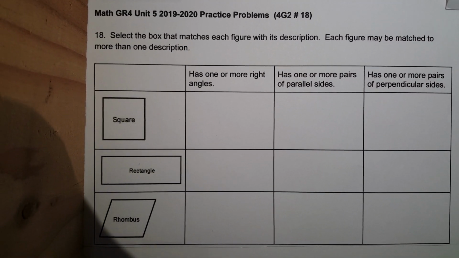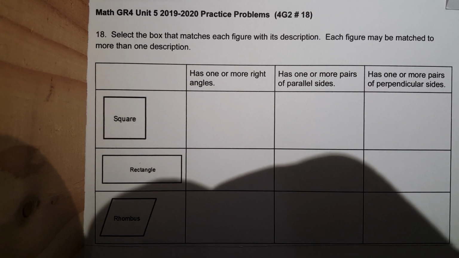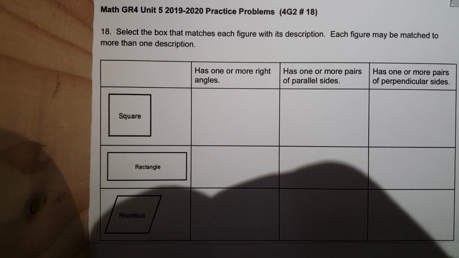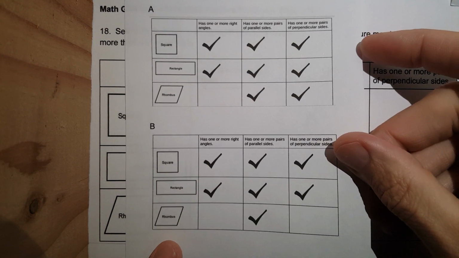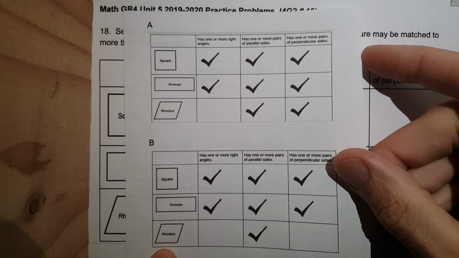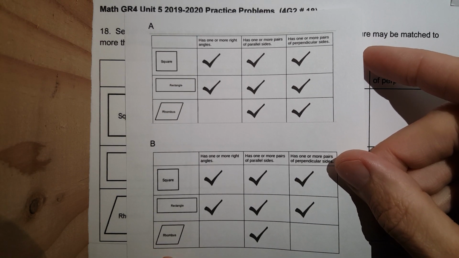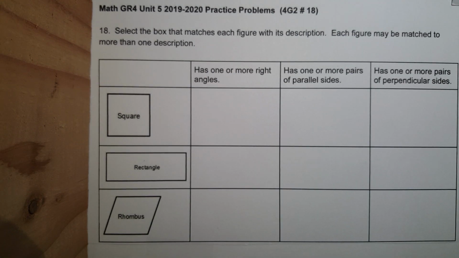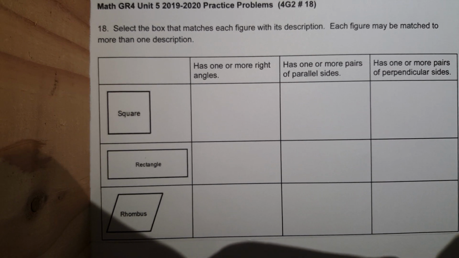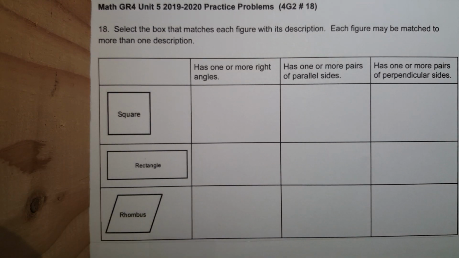Here is number 18. Looks like a lot, but you'll see that it's not a lot. Now for 18, you can just see what's given. And then down farther on the assessment, there'd be A, B, C, and D. And you can see all these checks. But you'll see how that happens as soon as I talk you through the problem. So let's center that so it's nice and pretty. All right, here we go.